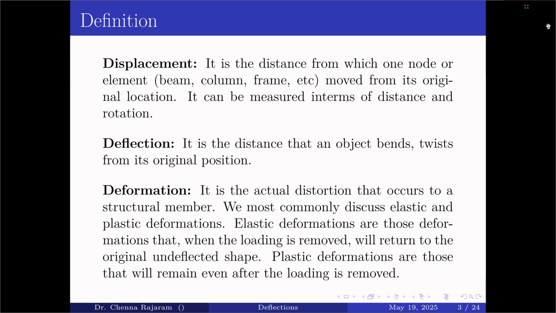First of all, we would like to understand the differences between displacement, deflection, and deformation. Displacement is the distance from which one node or element moved from its original location. It can be measured in terms of distances or rotations. Deflection is the distance that an object bends or twists from its original position. Deformation is the actual distortion that occurs to a structural member.